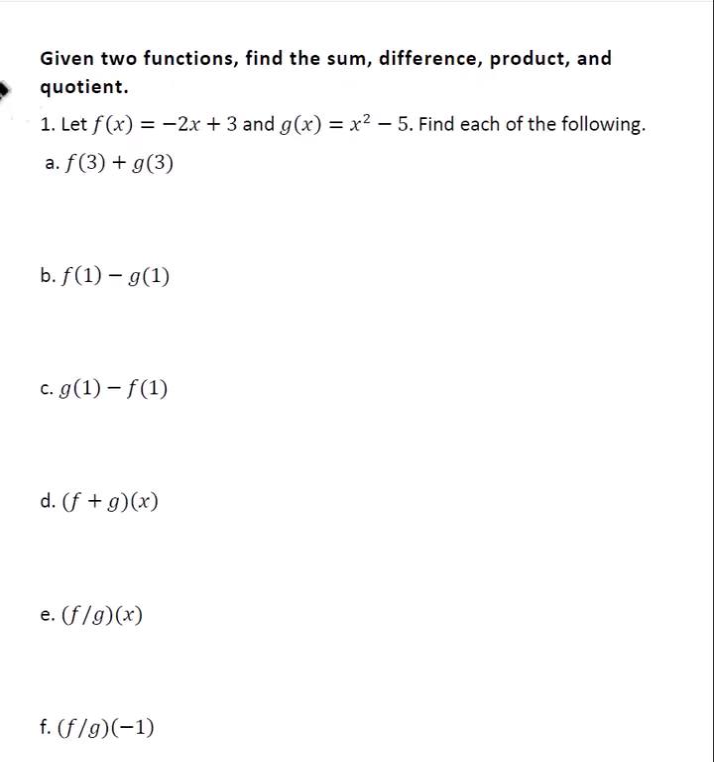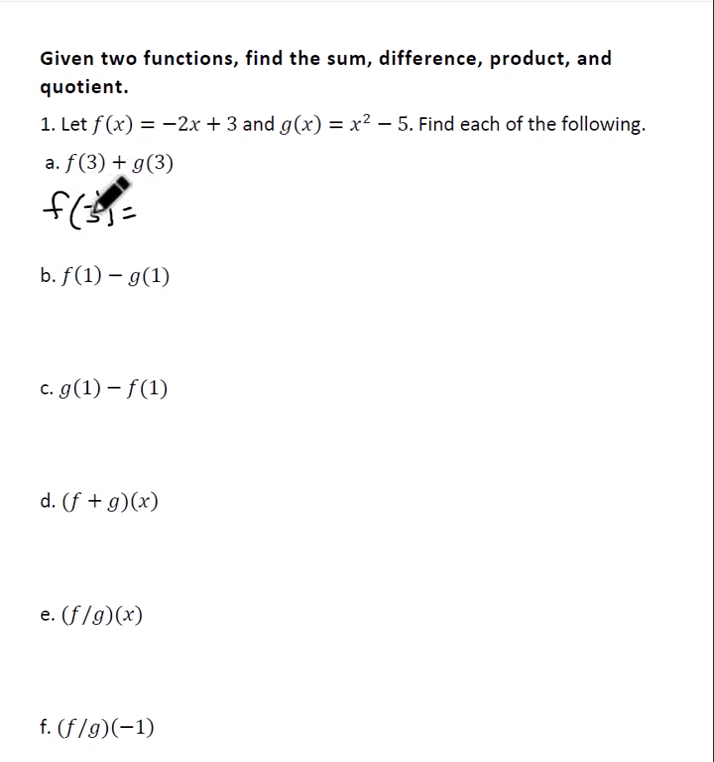Here we're given f of x as negative 2 times x plus 3 and g of x as x squared minus 5. What we're going to do is go through and work these problems. First off, we have f of 3 plus g of 3. I want to start out by finding f of 3.